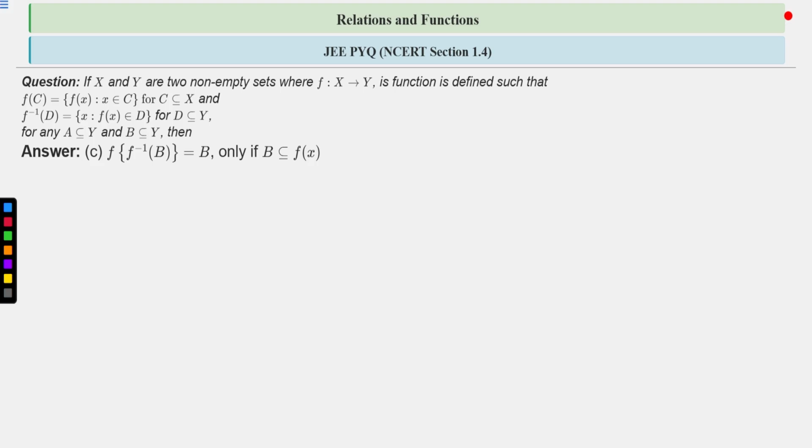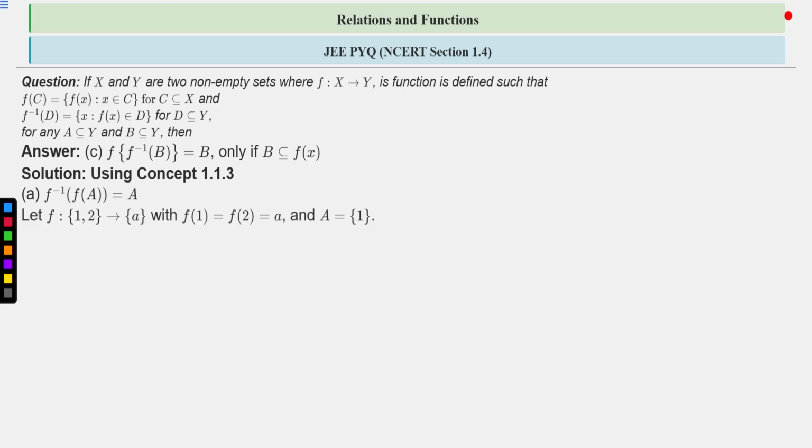So let us see the solution. Let us check option A. Option A was f inverse of f of A is equal to A. So let us assume that function f is from {1, 2} to {a}, with f of 1 equal to f of 2 equal to a, and set A is basically {1}. Got it?